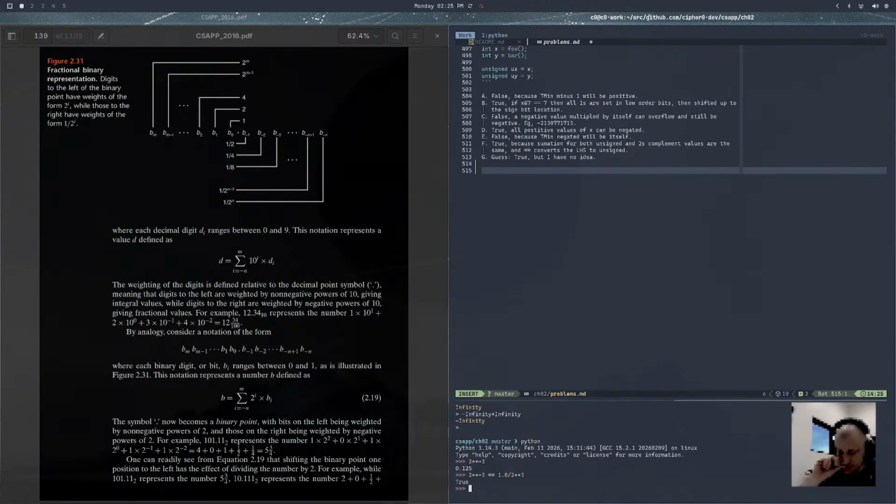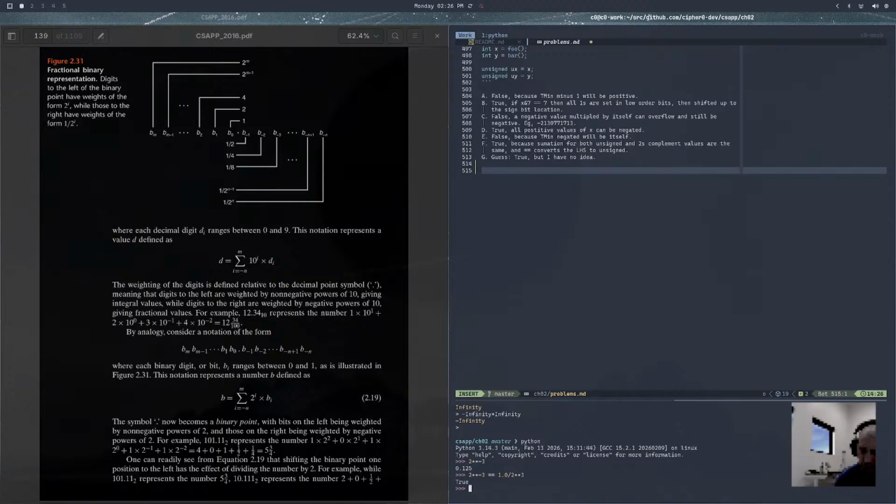This notation represents this number b defined as b equal to the sum over the range of negative n to m, where for each element we visit, we take the binary value and multiply it times 2 to the power of i. The decimal point now becomes a binary point, with bits on the left being weighted by non-negative powers of 2, and all those on the right being weighted by negative powers of 2.